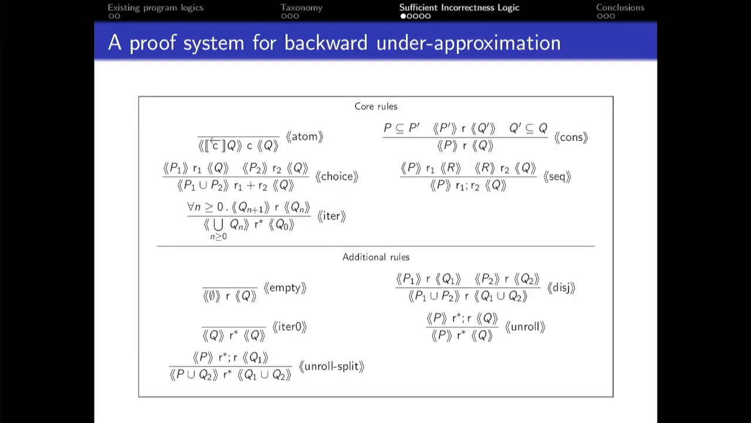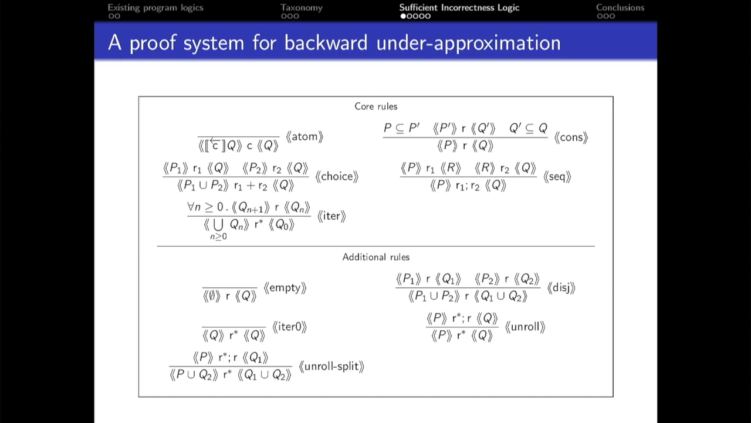And then we defined our sufficient incorrectness logic proof system that you can see here on the slide. That is a proof system for the backward under-approximation condition. As I said, the motivation for this is that the backward under-approximation condition is very important. It was recognized already in the paper on outcome logic that this condition gives you an interesting property, that is the fact that every state in the precondition reaches a state in the post.